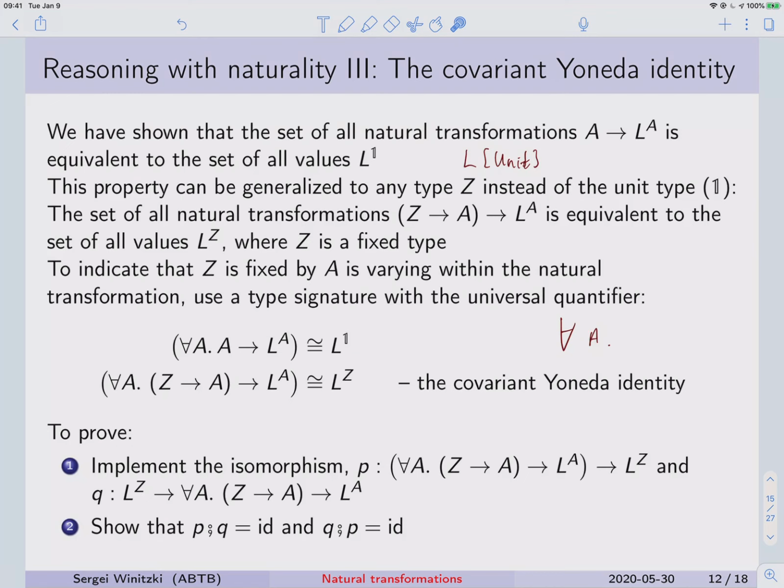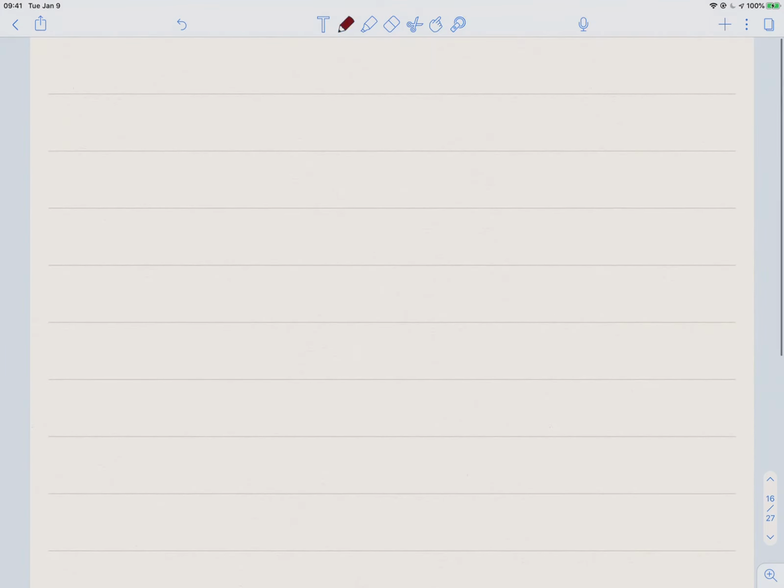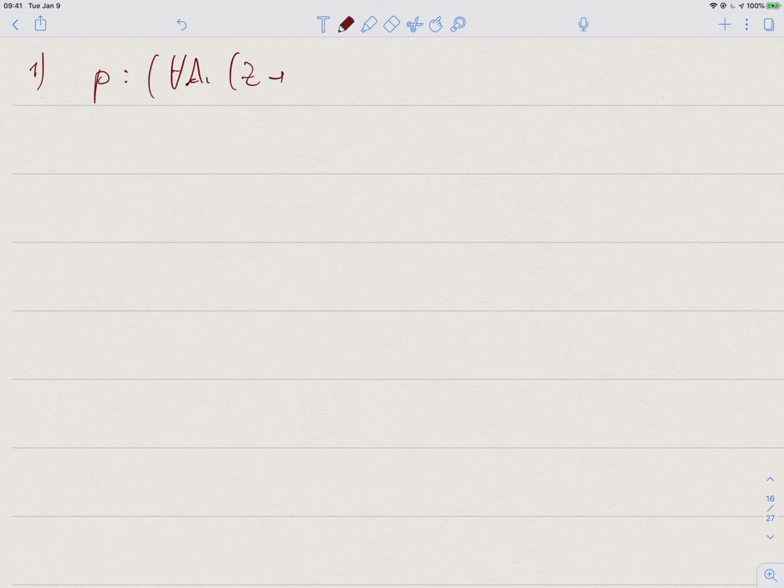So we need to implement two functions. One function will go from this to this. Another function, Q, will go from this to this. And then we need to show that the composition of these functions is identity. So let me prove that. First of all, we have the function P, which goes from for all A, Z to A to L A, where L is some functor, going to L Z.